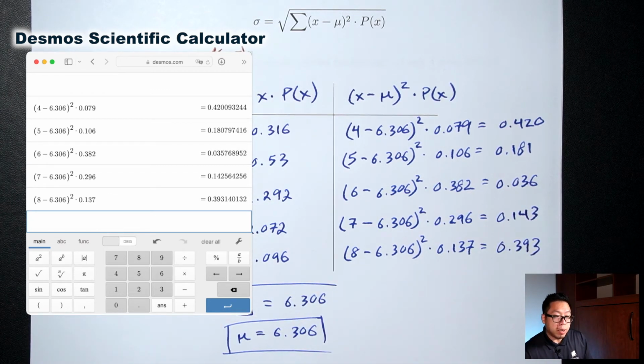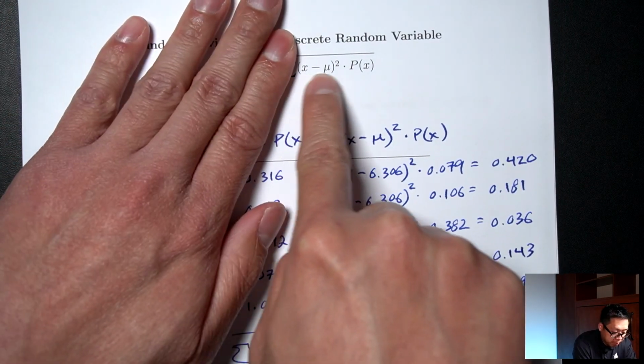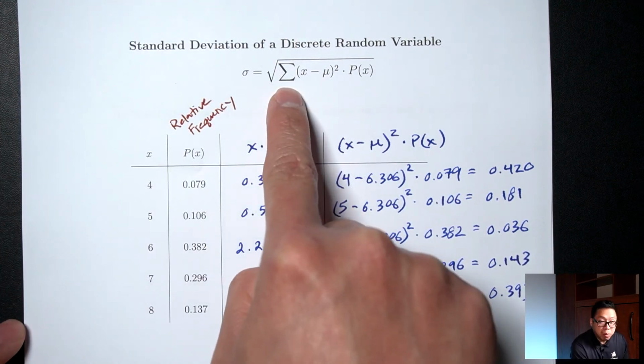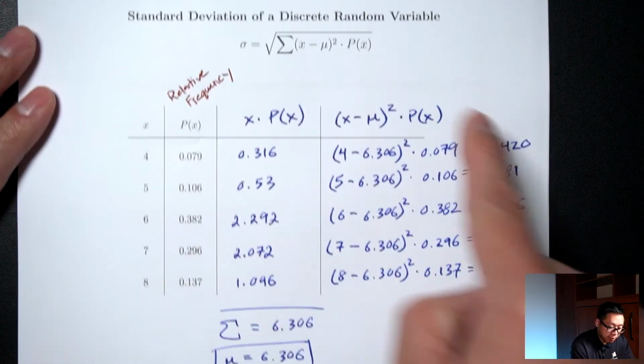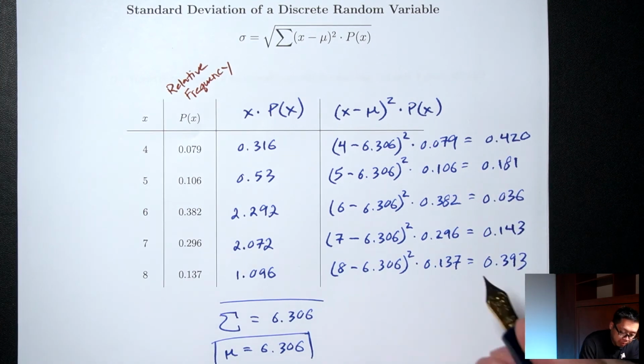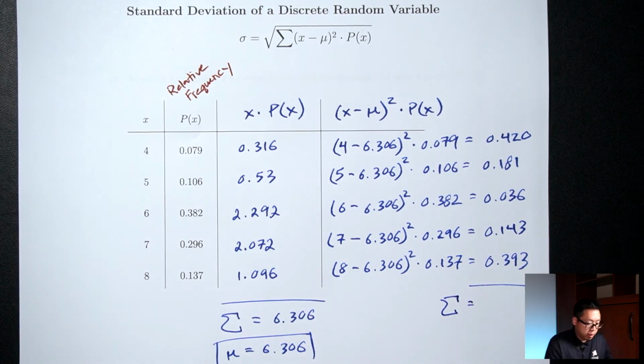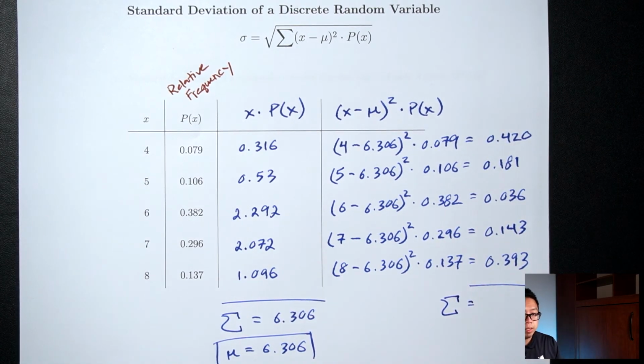Okay, so all we did was we did this part. We made a column of x minus mu squared times p of x. Next symbol, the summation symbol, that means add up that column. So we're going to add up this column: 0.420 plus 0.181 plus 0.036 plus 0.143 plus 0.393. That's 1.173.